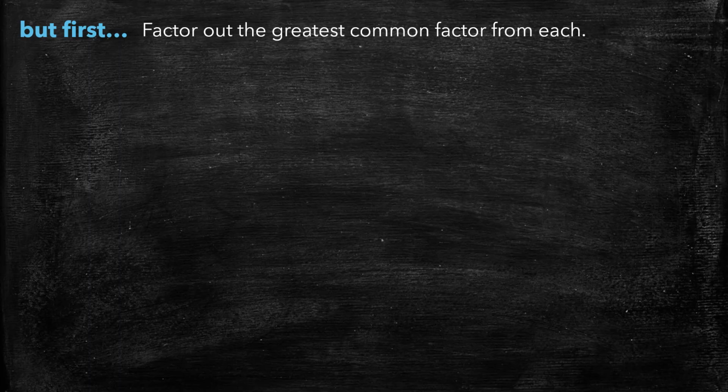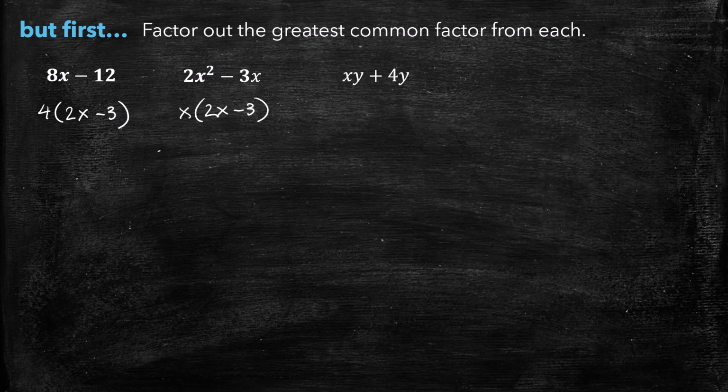Okay, but first, before we get into the technique, we have to familiarize ourselves with the idea of factoring out common factors, and you'll see why before too long. So, factoring out the greatest common factor from each. We can see here that 4 is the greatest common factor, and you'd be left with 2x minus 3. What about this next expression? What's the common factor? x, and we're left with 2x minus 3. What about here? Okay, this is a little different. Now notice that y is the common factor to both of them, so we can factor out y to get x plus 4.